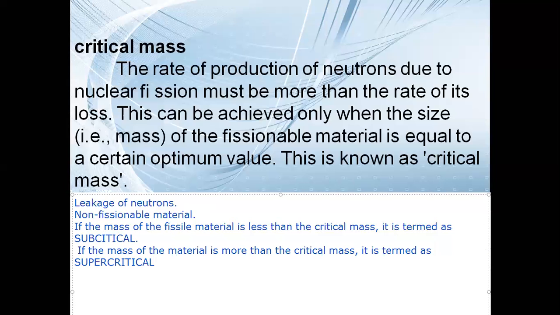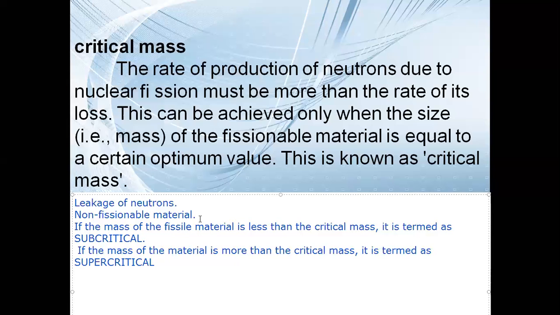So subcritical means that the mass of the fission material is less than the critical mass. Same for supercritical: if the mass of the material is more than the critical mass. Okay, so this is the critical mass.